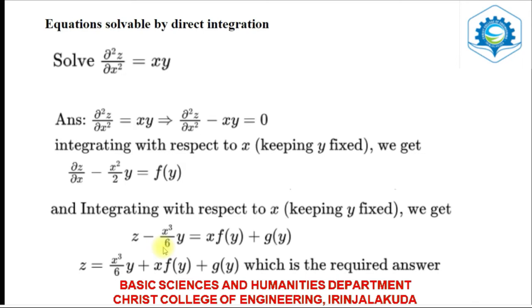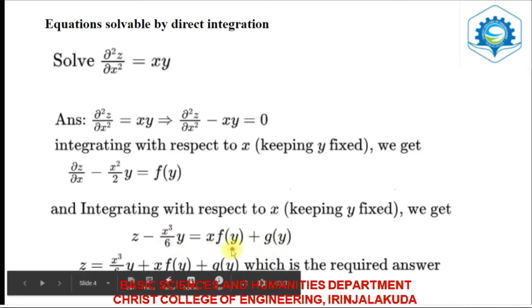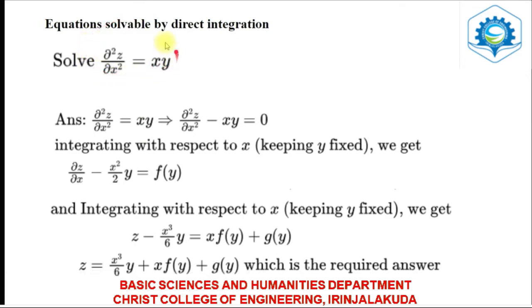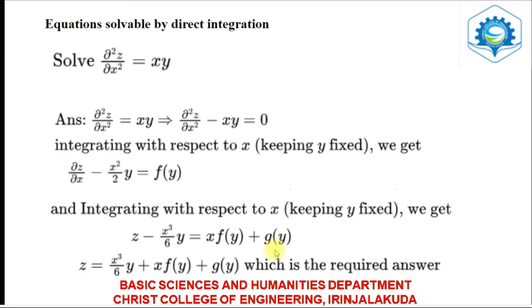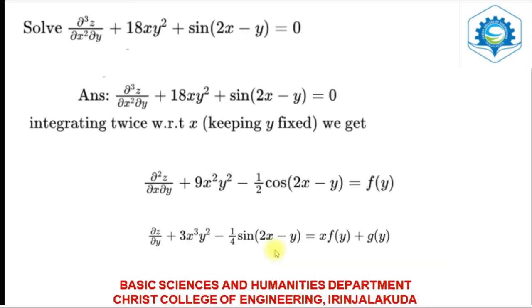Note that here we have two arbitrary functions. Since we have a second order differential equation, we must have two arbitrary functions, or more than two arbitrary constants. So here we have two arbitrary functions, and this is our required solution.